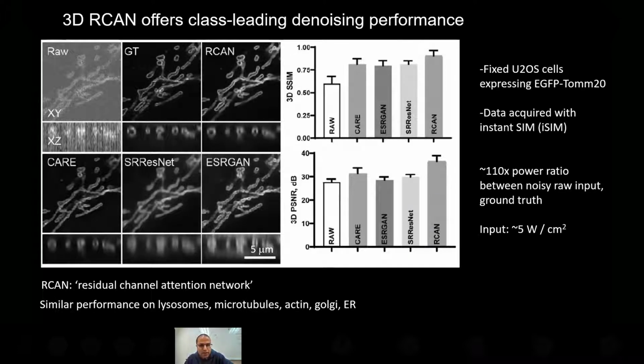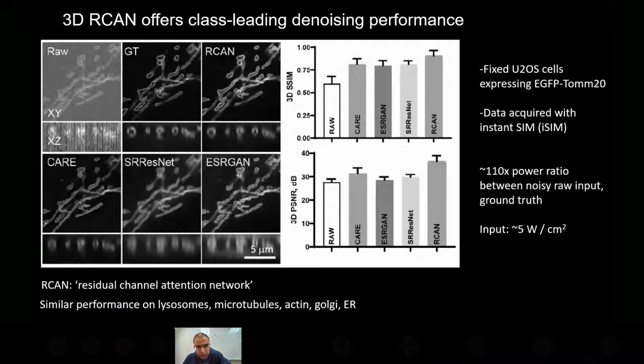And then we could use these matched pairs to train RCAN, CARE, SRResNet, and ESRGAN, these state-of-the-art neural network architectures. On these organelles, we found that RCAN did have an edge. Both qualitatively, we could recover the shapes of these mitochondria better than these other networks, and quantitatively as well. If you look at volume measures of performance like structural similarity index or peak signal-to-noise ratio, then RCAN outperformed these other networks. And that held in lysosomes, microtubules, actin, Golgi, and ER. So that was an encouraging sign.